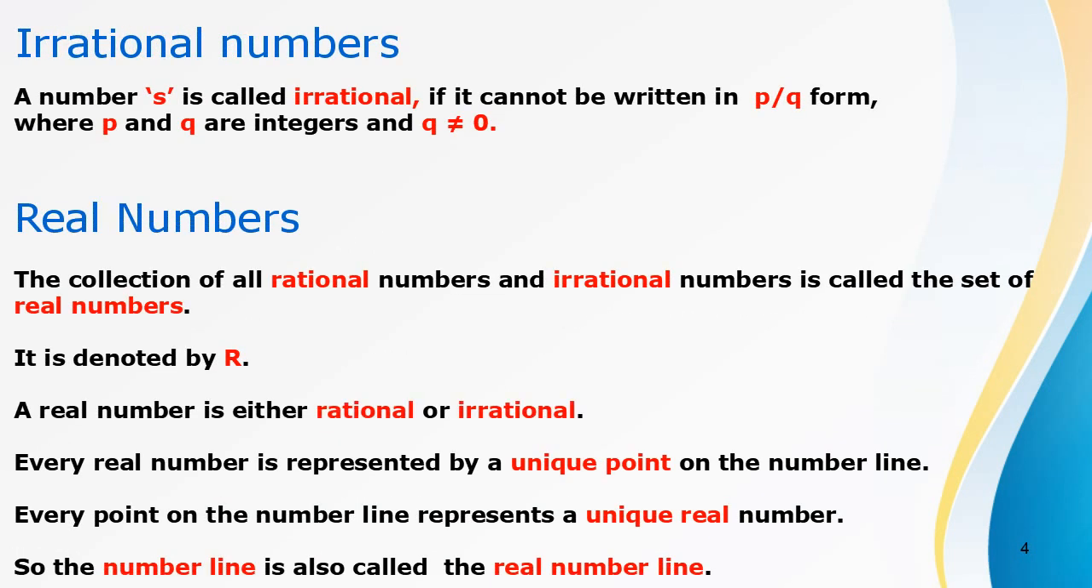A number s is called irrational if it cannot be written in p upon q form, where p and q are integers and q is not equal to 0.